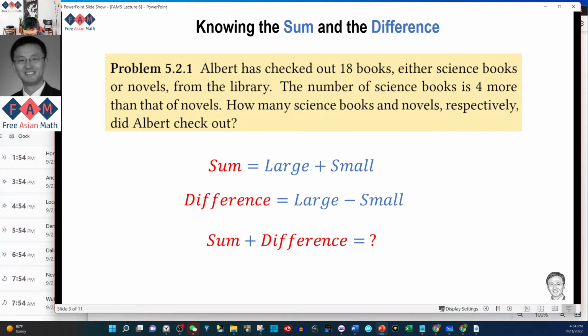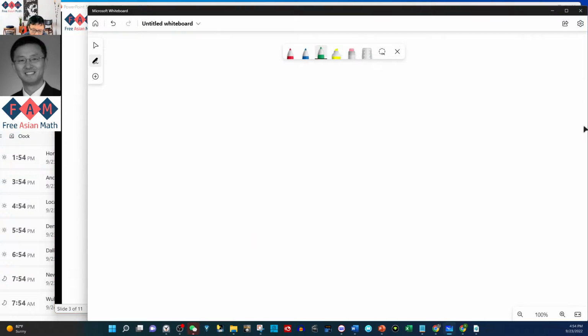So, according to what we just got, the larger number would be 1/2 of the total, which is 18 here, plus the difference, which is 4 here, divided by 2. That's how we got it after a very long analysis. And of course, this is 18 plus 4, that's 22, divided by 2, that's 11 books. Or you can write this as science books.